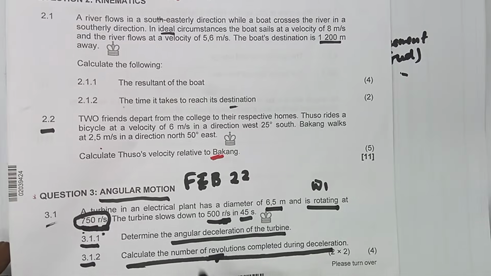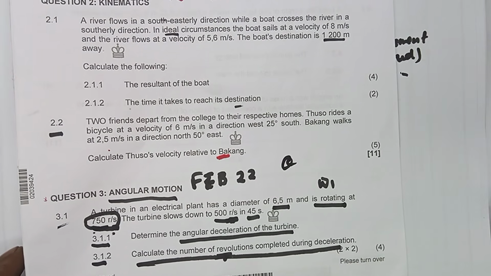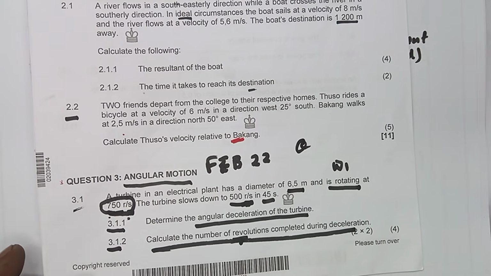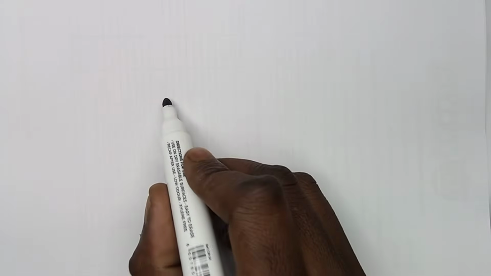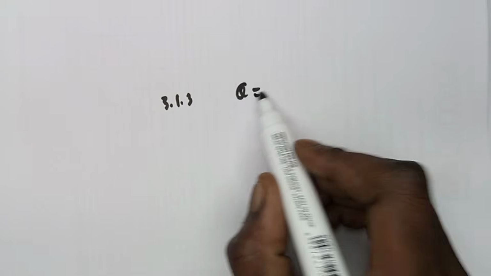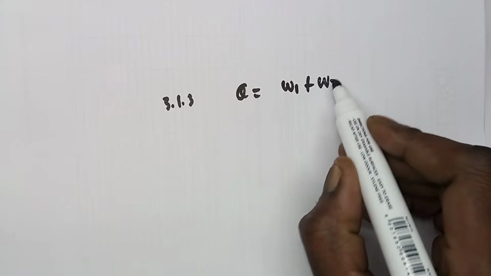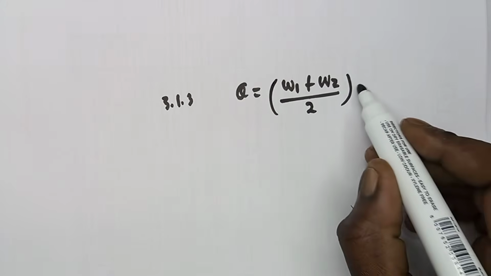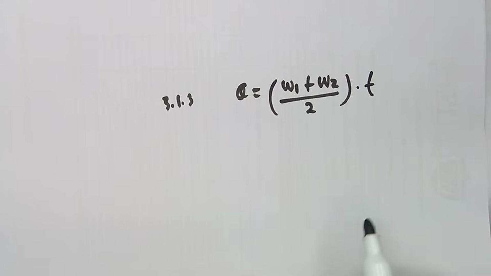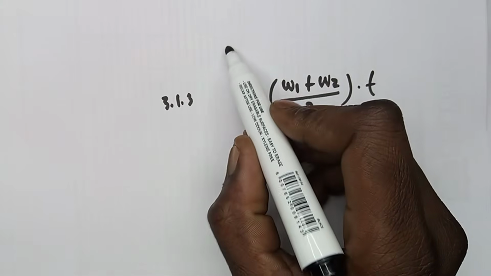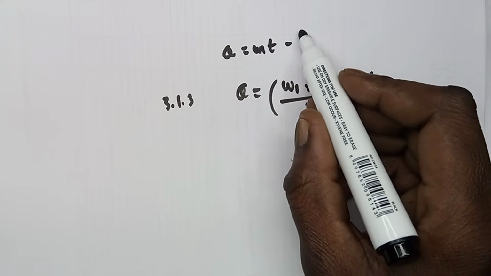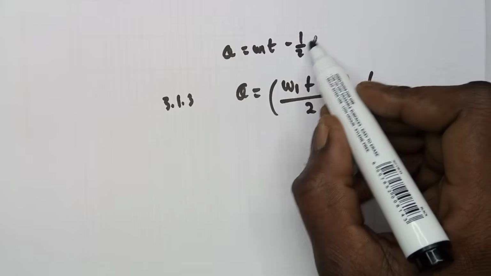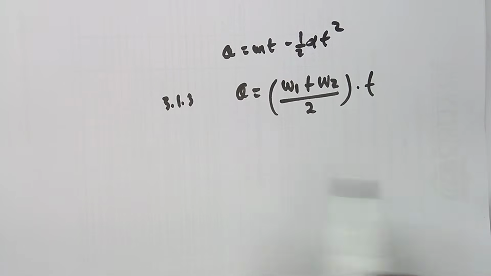Okay, so that means we have to find the angular displacement first, which is theta. So where can we have our angular displacement? There are so many formulas that you can use to find angular displacement, but as for me, I favor this one: omega 1 plus omega 2 over 2 times the time which was taken. You can actually use this one, but there are so many, guys. There's also this one, theta is equivalent to omega 1 t minus half alpha t squared. So there are so many.